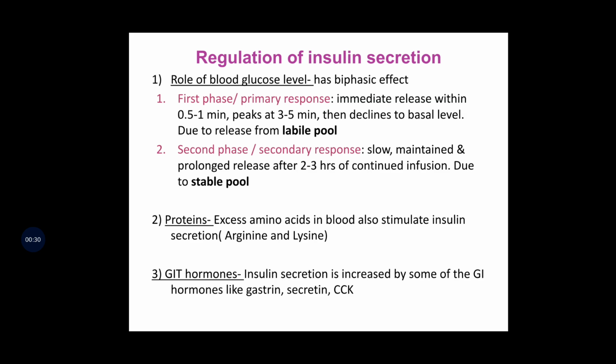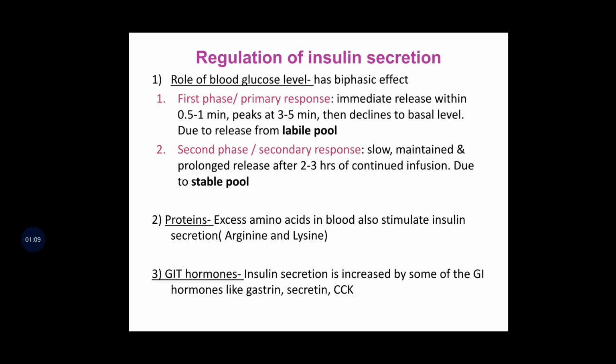If a person has a fasting glucose of 80 to 90 milligram per 100 ml, the rate of insulin secretion is normal. But as soon as it shoots up, to between 100 and 200, the insulin secretion gets doubled. So the primary response, or the first phase, is an immediate release within 1 minute, and it peaks at 3 to 5 minutes and declines to a basal level. Now this is due to the release from the labile pool.